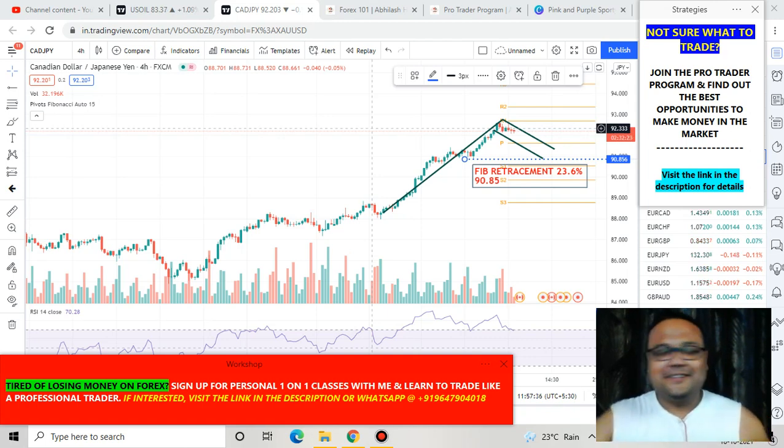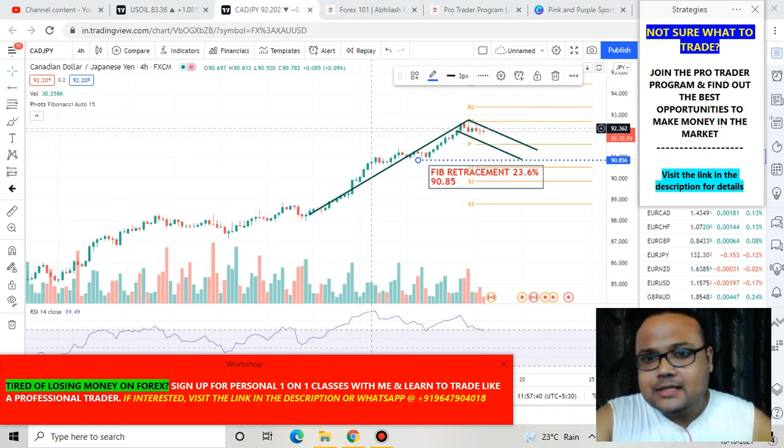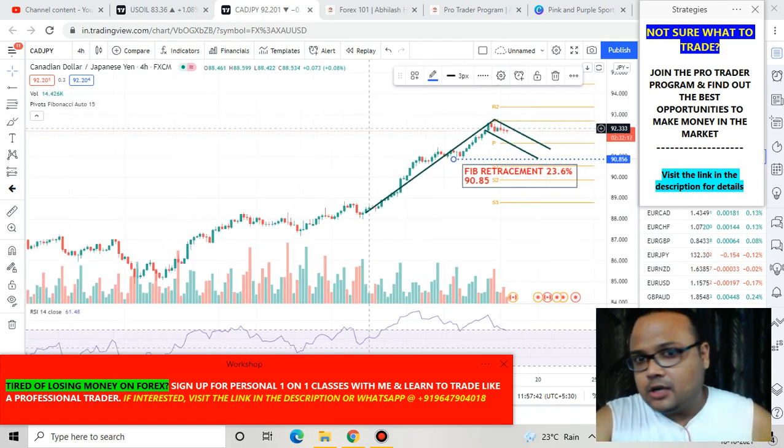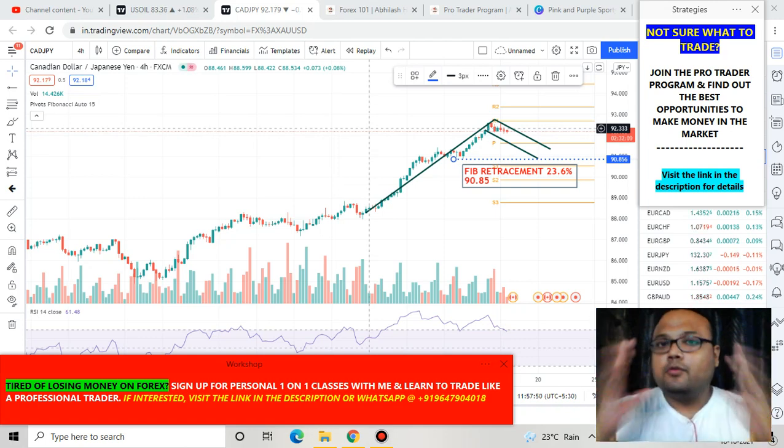So let's get started. The market has opened and we can see that there is a slight retracement going on the chart of CAD JPY, and we all know it very well that CAD JPY is in a strong uptrend for the last couple of days, couple of weeks.